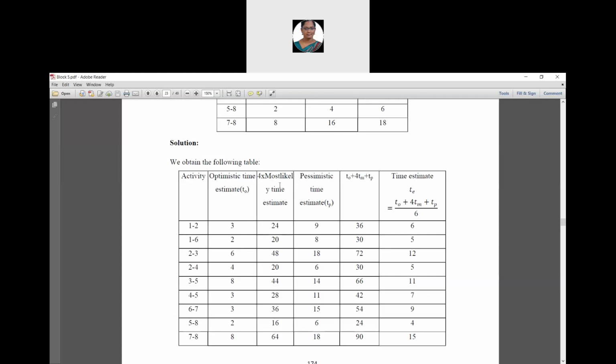Why? Because the time duration value is denoted by te. In that formula, 4 tm, the most likely value, is there. So we have to multiply the most likely time estimate values by 4, and the next column denotes the pessimistic time estimate values. Those values are there in the table, and they remain the same.